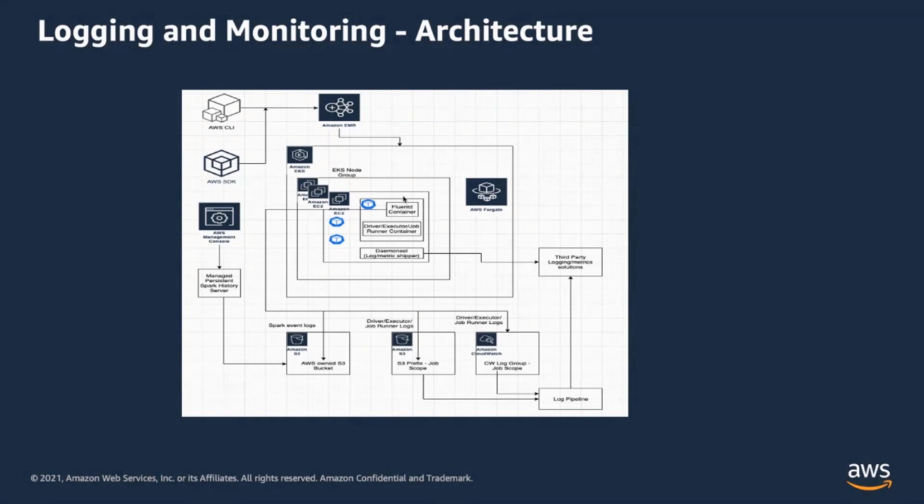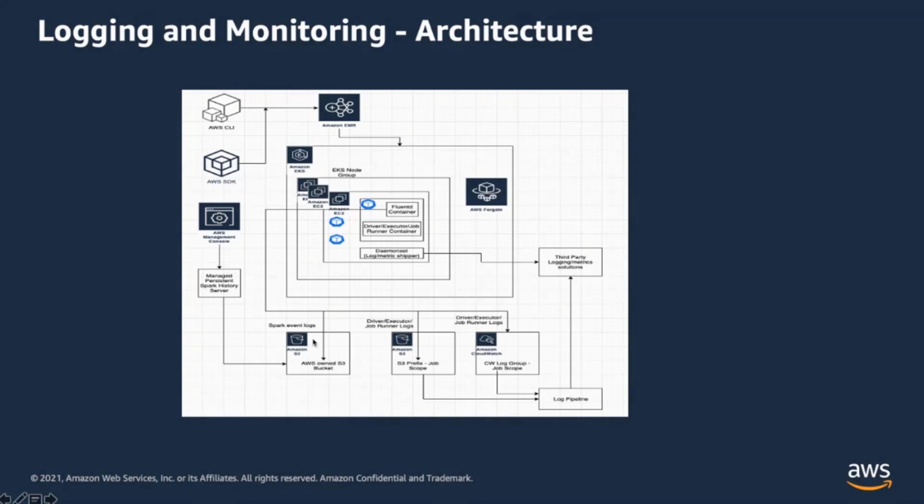Out of the box, the Fluentd container ships the Spark event logs to the AWS-managed S3 bucket, and the driver, executor, and job runner logs to the S3 bucket that was specified in the job definition, as well as to the CloudWatch specified in the job definition. When you go to the AWS Management Console, go to EC2, and click on the View Logs button, you get a managed persistent Spark history server, which loads the metrics from this S3 bucket.